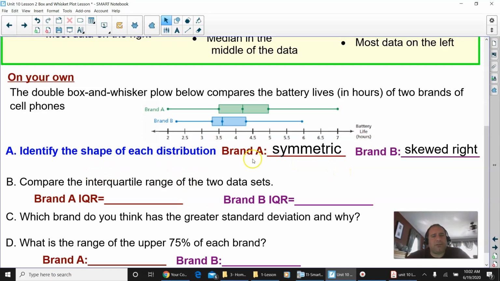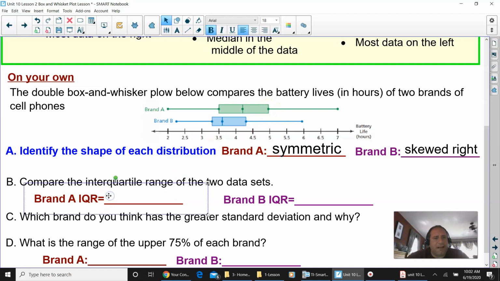We're talking about interquartile range, so we're going to start with brand A. Brand A, you're going to take 5 minus 3.5 from it. So we have 5 right here, and this is 3.5, which is quartile 1. This is quartile 3. And we're talking about interquartile range, so that means just within the quartiles, what's the range? And that is 1.5.